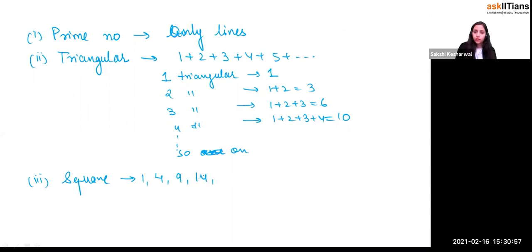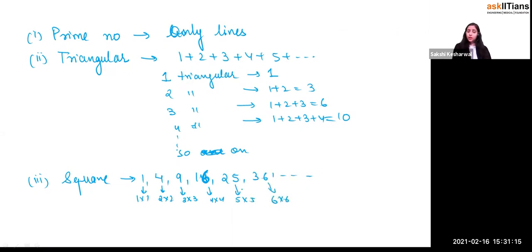This is 14. No, 16, right? 16, and this is 25, and then 36. Can I write this as 1 into 1, right? Can I write this as 2 into 2? This is 3 into 3, right? This is 4 into 4, right? This one is 5 into 5, and this one is 6 into 6, right? And so on. Then coming to the rectangle.